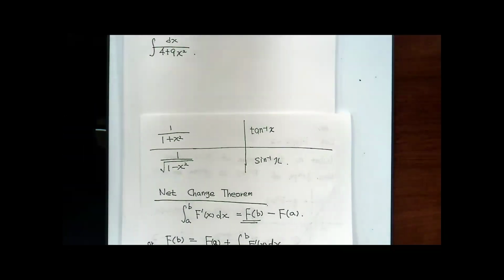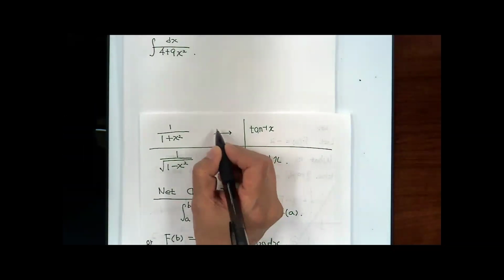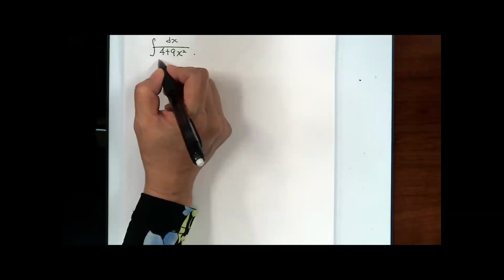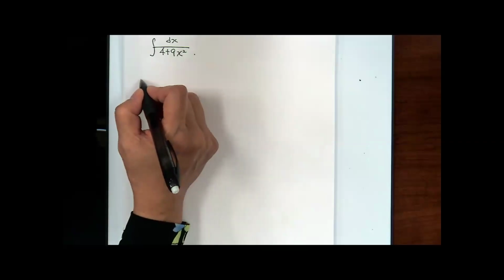In this problem, we want to use this integral formula. But in this integral formula, that is 1 over 1 plus x squared, and then it must become tangent inverse. The problem is here, this is not 1, so we have to get rid of that. To do that, we will take out 4.